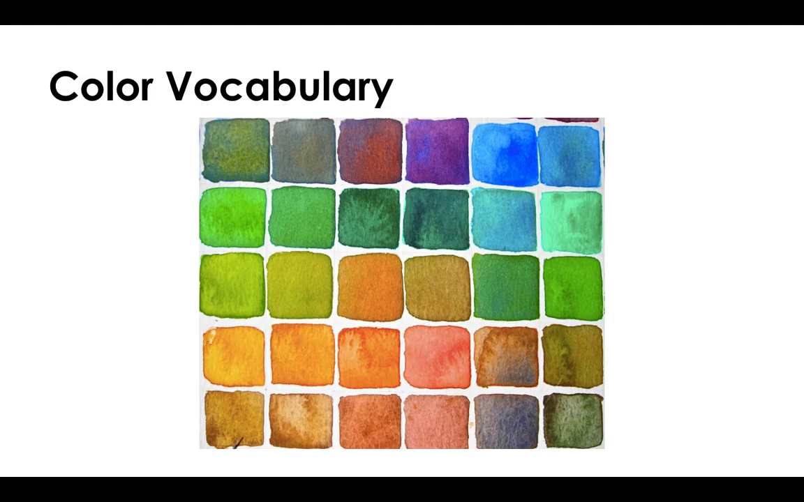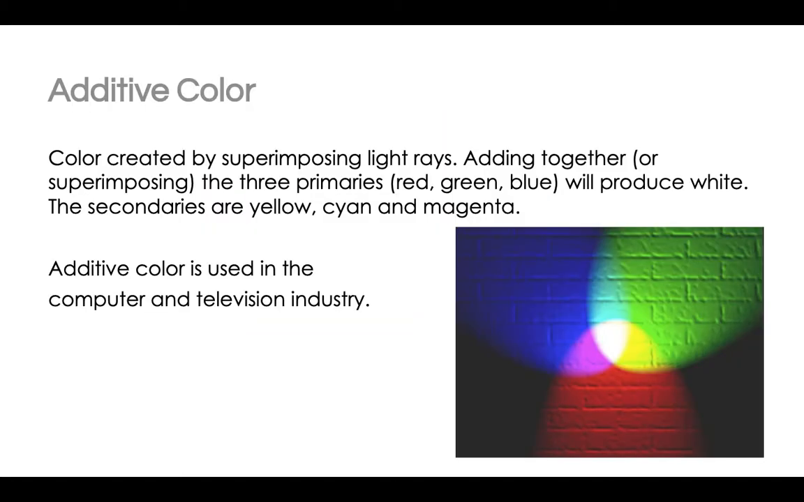There are other color vocabulary terms to consider when you start your painting journey. Additive color is color that is created by using colored light. So if you add together the three primaries of additive color, which are red, green, and blue, you will get a white light. The secondary colors are yellow, cyan, and magenta. And additive color is used in the computer and television industry. So anytime you are looking at a projector or any kind of projected light, you are actually looking at additive color.